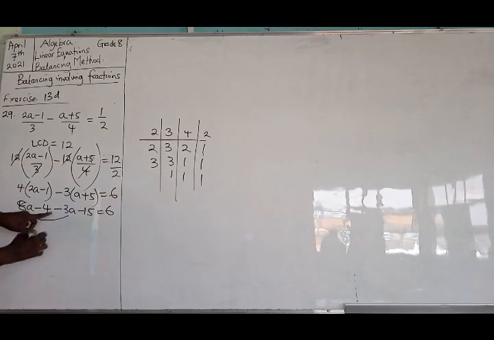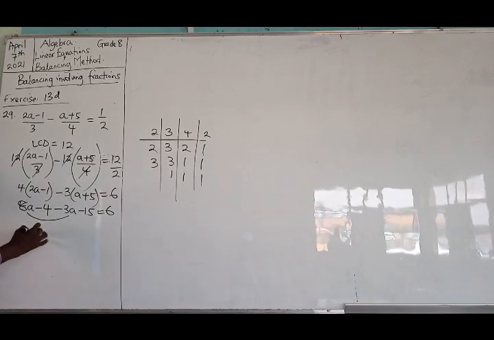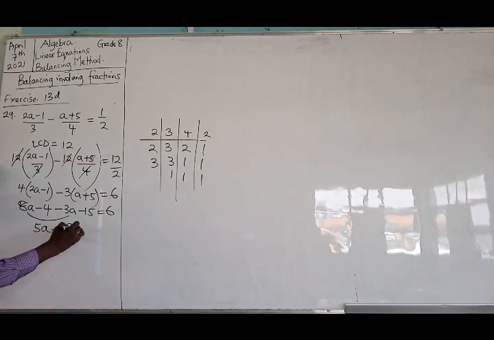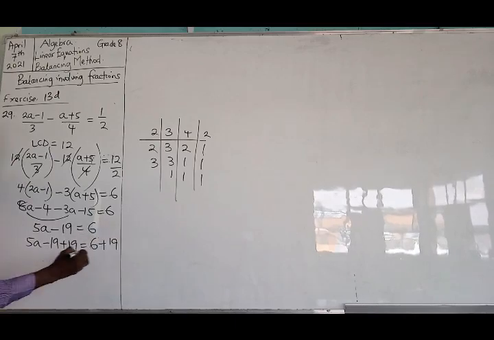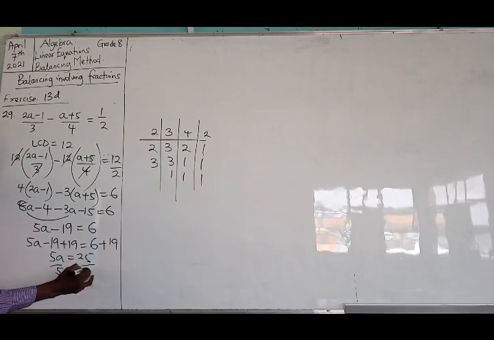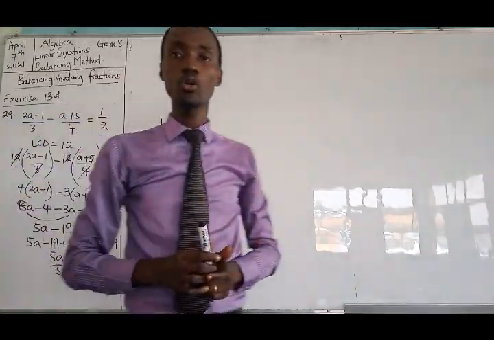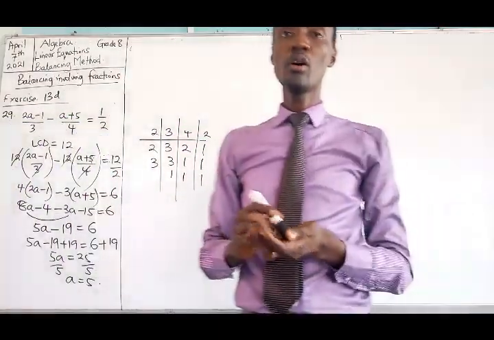Treat these brackets first. 8a minus 3a will give you what? 5a. And negative 4 minus 15 will give you what? Negative what? 19 equal to what? 6. The next thing you do, we don't need 19 here, so you add 19 to both sides. So this will be 5a minus 19 plus 19 equal to 6 plus 19. So 5a will be equal to 25, and then I'll divide both sides by 5, and a will be equal to 5. So the answer to that question will be a equal to 5.